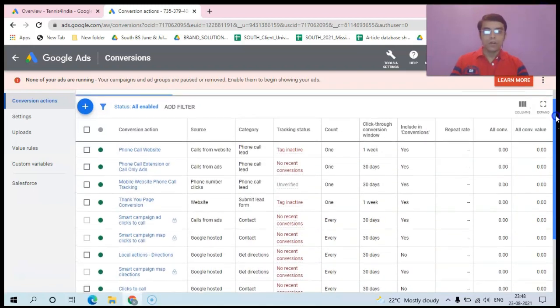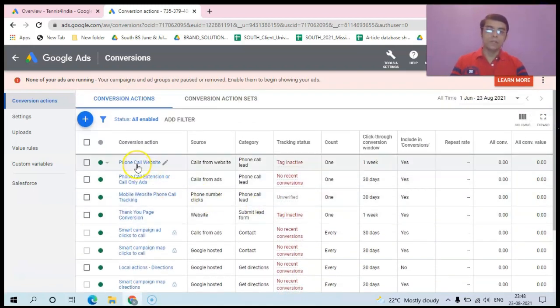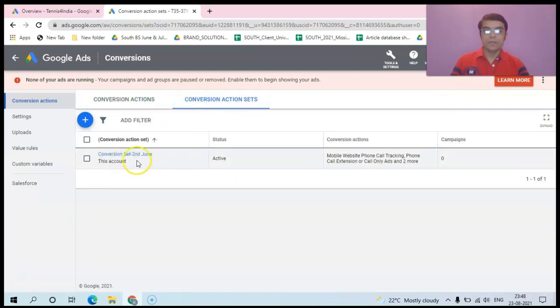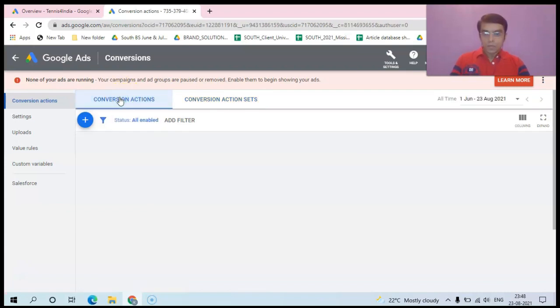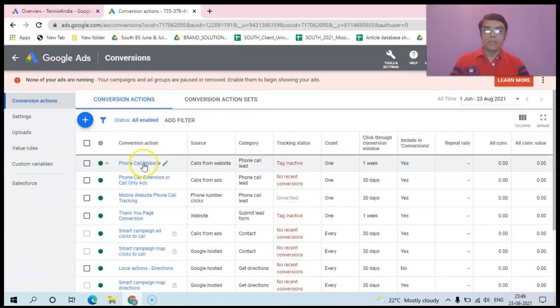Out of these conversion actions, I would have selected, for example, this conversion action for one campaign and this one for another campaign, and so on and so forth. So all these conversion actions I would have used in different campaigns. Of course, you can also have conversion sets. For example, I can put both of these into one conversion set, but in this case, I would have taken this one for one campaign and this one for another campaign.